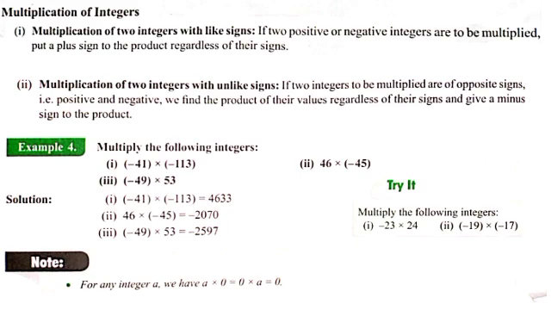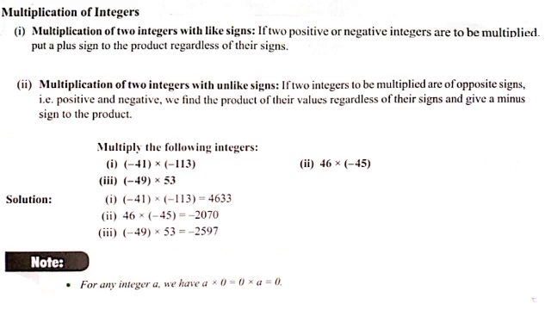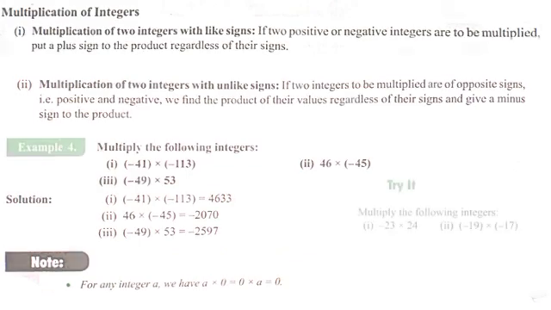The multiplication of two integers with unlike signs. If two integers to be multiplied are of opposite signs, that is positive and negative, we find the product of their values regardless of their signs and give a minus sign to the product. So if minus 41 into minus 113, the answer is going to be 4633. Here, which sign should we put? You should multiply the signs also. So minus into minus is equal to plus. So the answer is going to contain a plus.